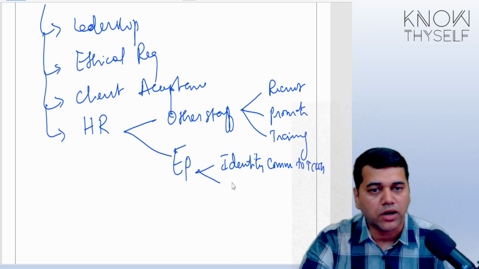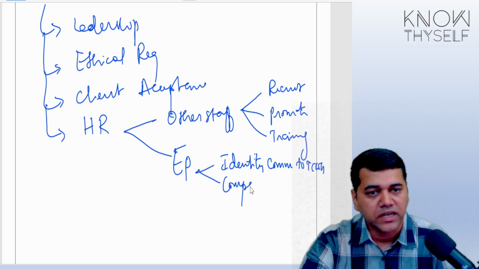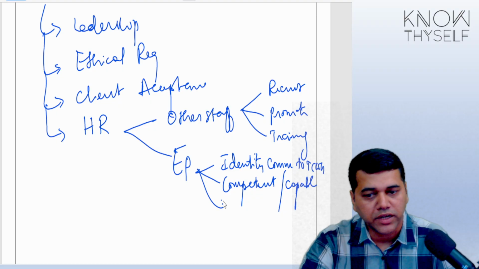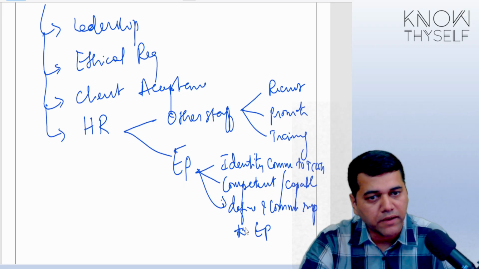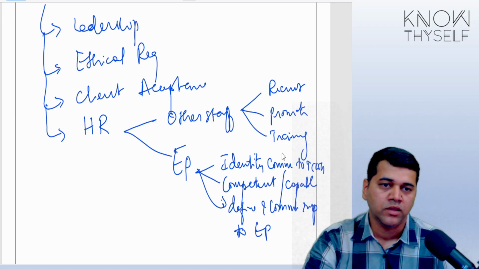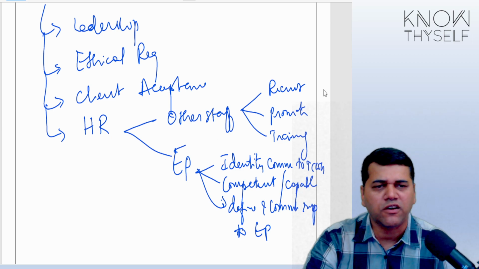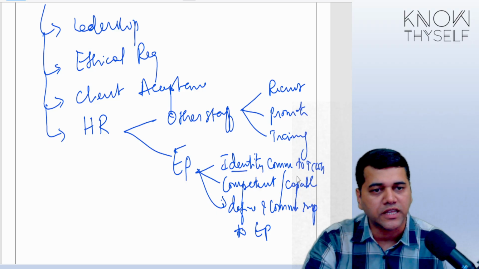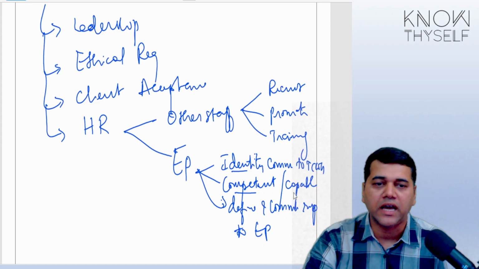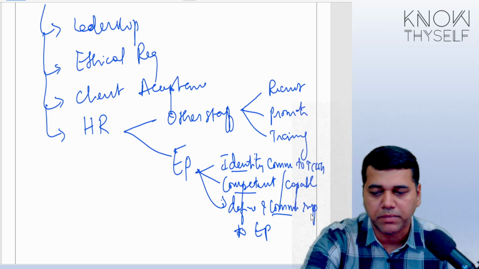Now you need to hire competent, capable persons, and more importantly you have to define and communicate responsibility to that engagement partner. He should be aware which assignment he has been put on. So these are the two elements. Other stuff: recruitment, promotion, training, etc. For an engagement partner, you need to have a policy to identify that partner and communicate to the TCWG, hiring competent, capable people, and communicating that responsibility to the engagement partner himself.